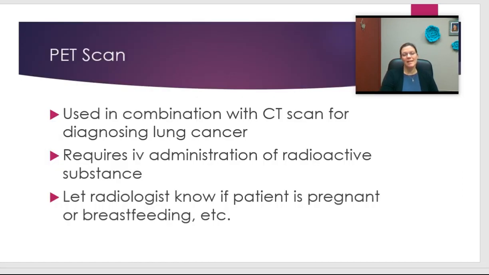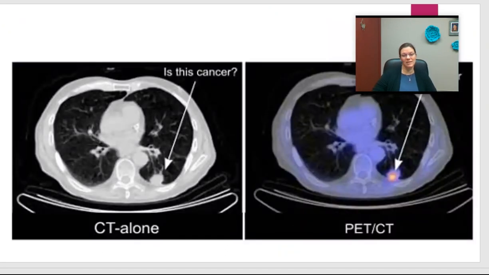Then we have PET scans, and PET scans are used in combination with a CAT scan to diagnose lung cancer. The patient will need IV administration of a radioactive substance, and you do need to let the radiologist know if the patient is pregnant or breastfeeding. So this is a CT alone. You can see there's some sort of mass there, but if you do a PET with it and it's cancer, it's going to light up.